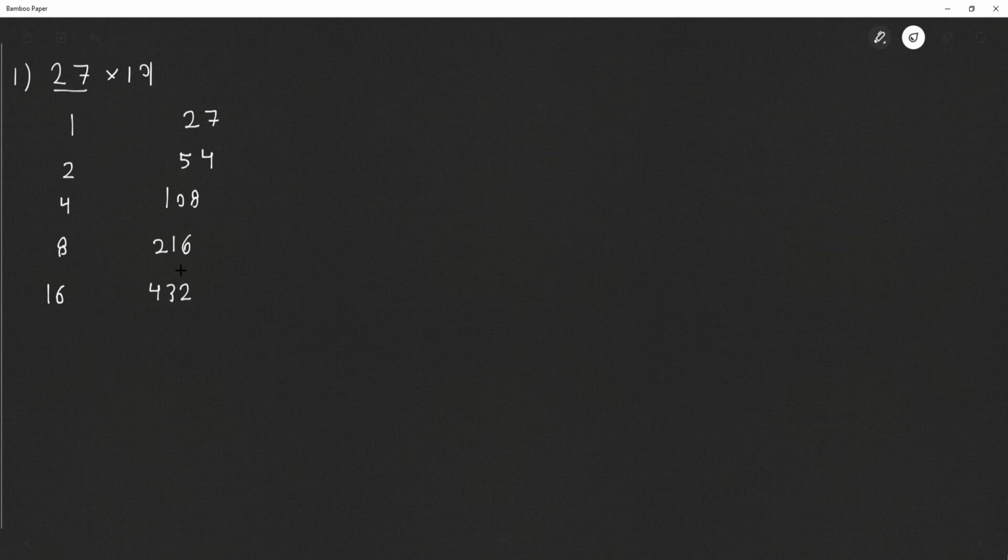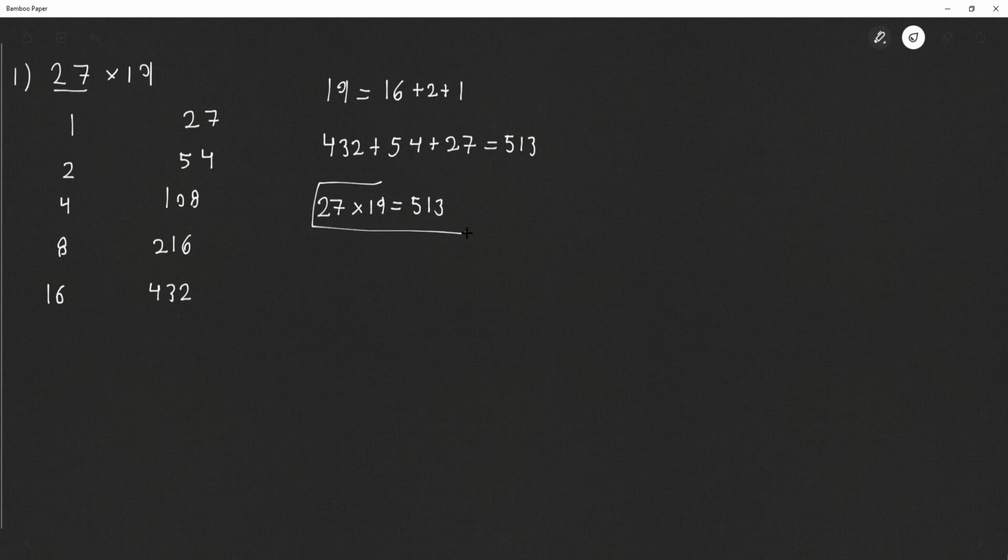432. Now we're going to break our 19 up into our powers of 2, which is going to be our 16 plus 2 plus 1. And now we're going to write out our values of those sections. So 16 is 432, plus 2, which is 54, plus 1, which is 27, giving us 513, meaning that 27 times 19 is equal to 513.